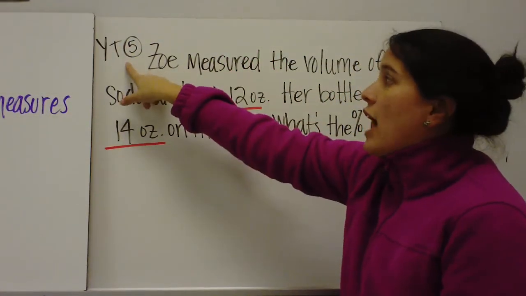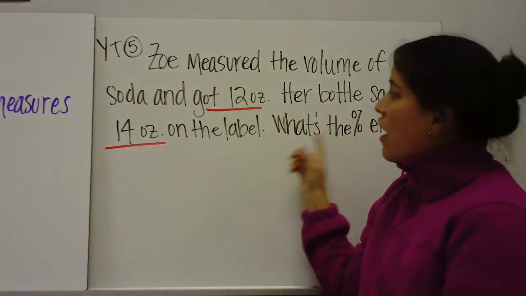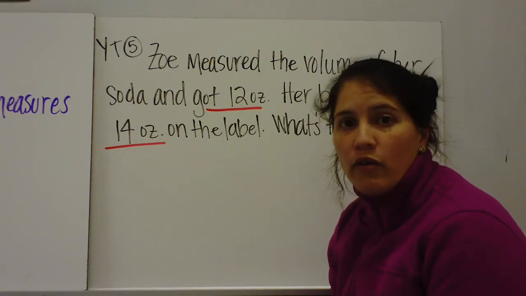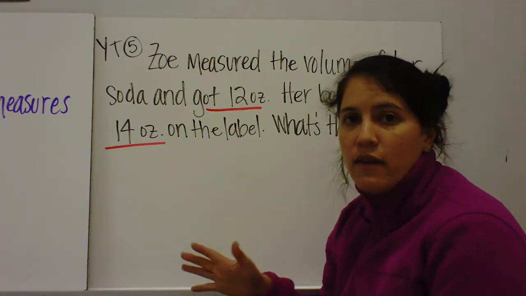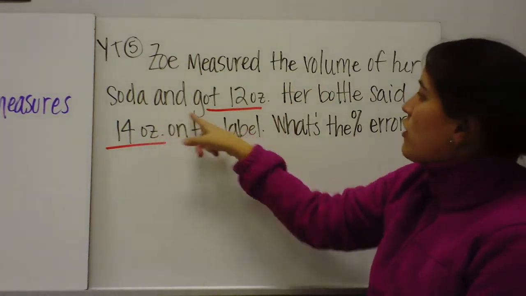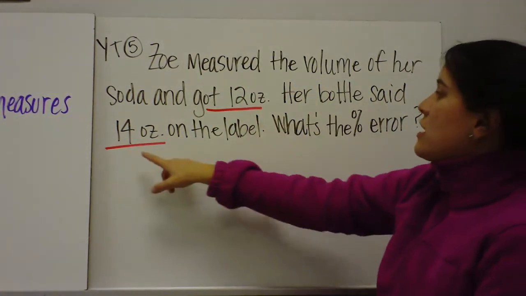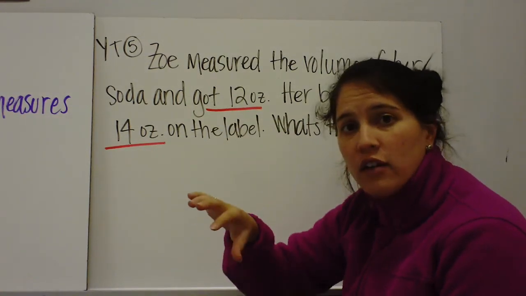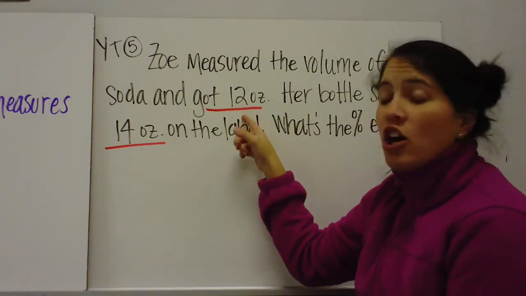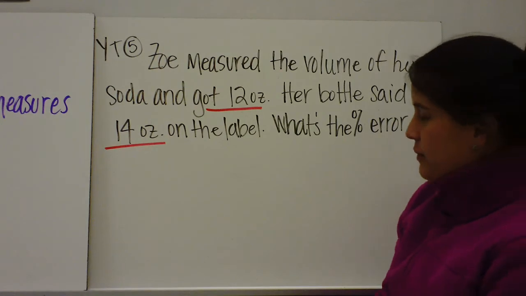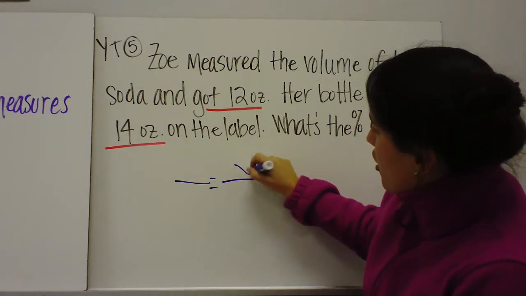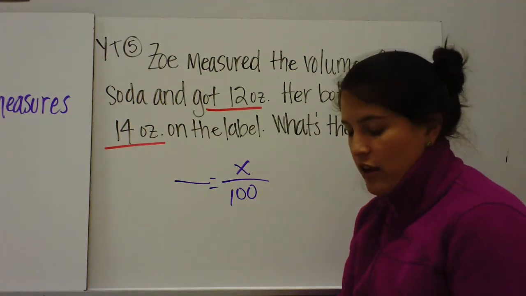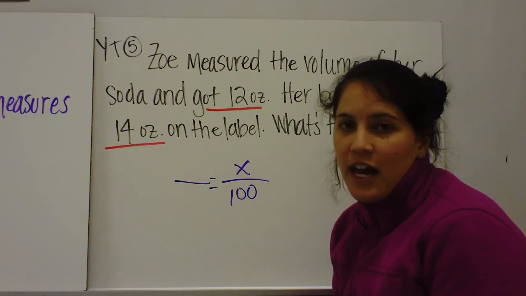Alright, example 5 is about Zoe, and obviously the question is, what's the percent error? Now this one you're going to try on your own, and we'll go over it in class tomorrow, so I'll read it to you and then you do it. Zoe measured the volume of her soda and got 12 ounces. Her bottle said 14 ounces on the label, so she had a 14-ounce bottle of soda, and she poured it out into a measuring cup, and she actually measured 12 ounces. What's the percent error? So in your proportion, you know you're going to have x over 100. So then you fill out the rest of that proportion and solve it. And what is Zoe's percent error? And we'll go over it tomorrow.